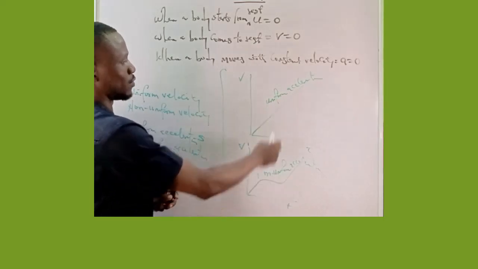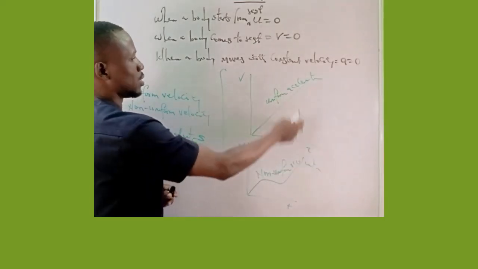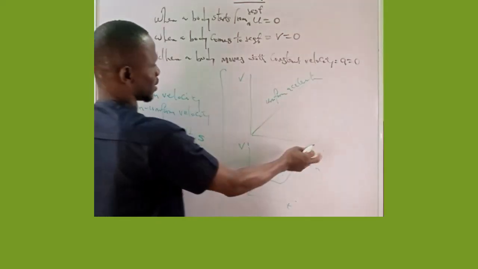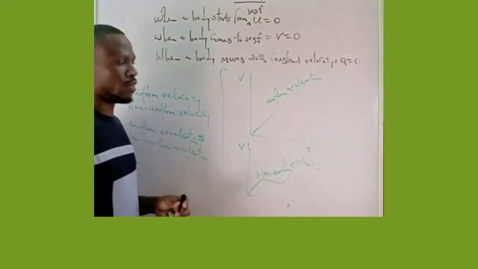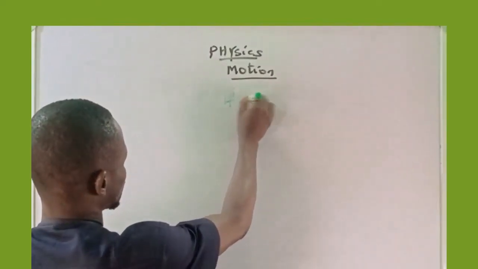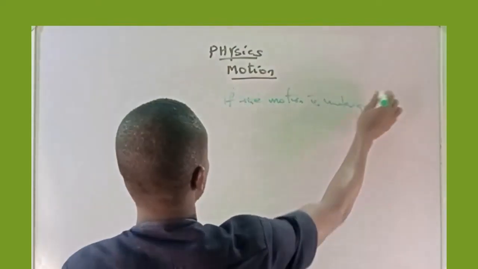How do you know that the gradient of a graph is acceleration? If it's velocity over time, the gradient is acceleration. If it's displacement over time, the gradient is velocity. Do not forget that. If the motion is under gravity, what does that mean?